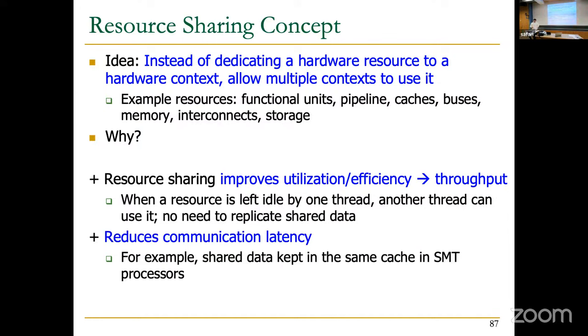And it also reduces communication latency. For example, shared data, if you keep it in the same cache in simultaneous multithreaded processors, they will access the data faster. And it's compatible with the shared memory model. So if you want to share, say, a range of memory addresses with a different application, it makes sense to put them in a shared component. It doesn't make sense to have multiple copies of it in multiple non-shared components.